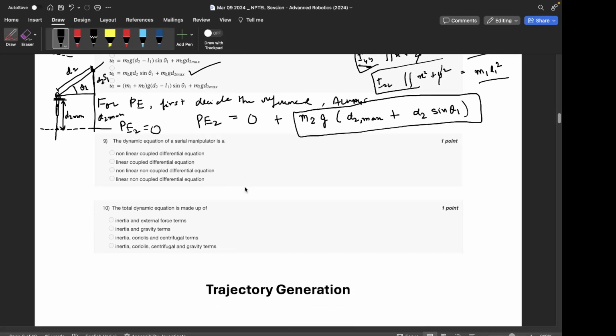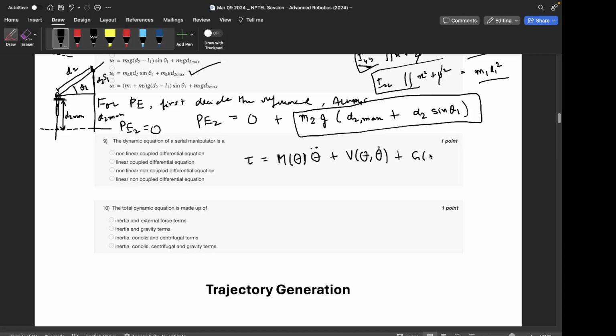The ninth question is: the dynamic equation of a serial manipulator is what type of equation? First, let's write the general expression. The generalized forces are related to the inertial properties of the manipulator, like this. The most general rigid body dynamics equation.